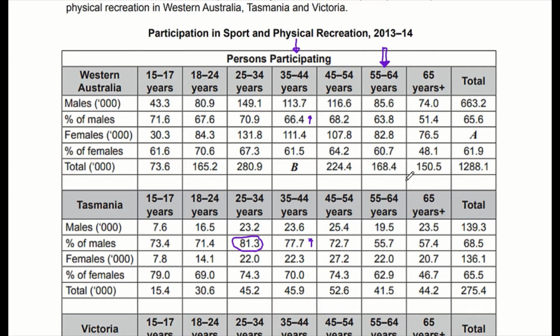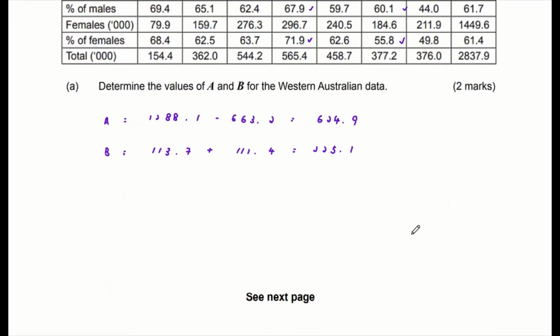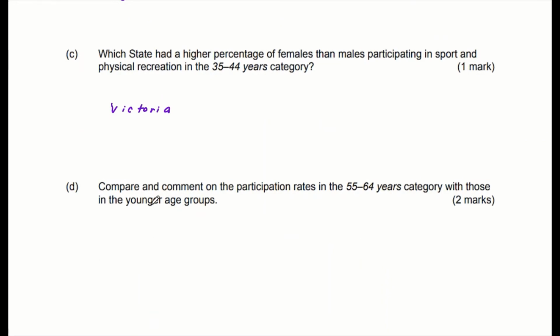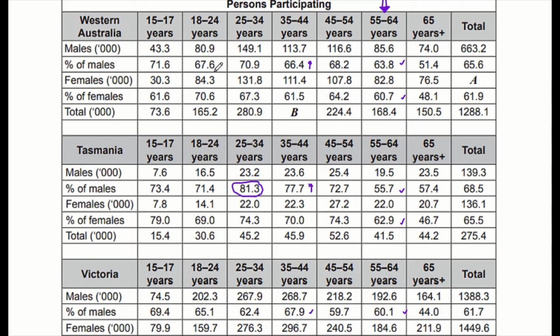So you can try to find it out. For example, when you look at this number, this number, this number, this number, and then this number and this number. What you can realize here is that because the question wants you to compare and comment with those in the younger groups, you try to compare this value with the previous value.